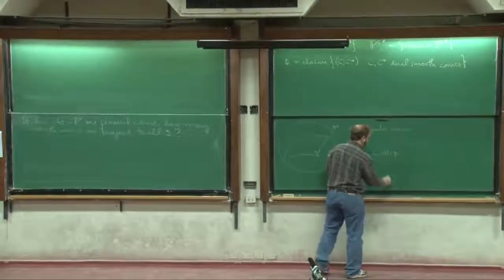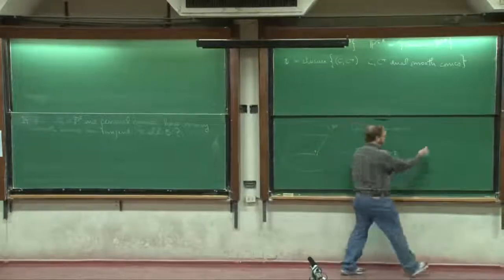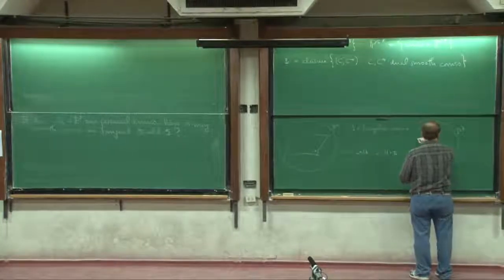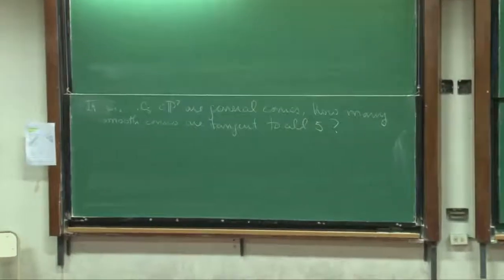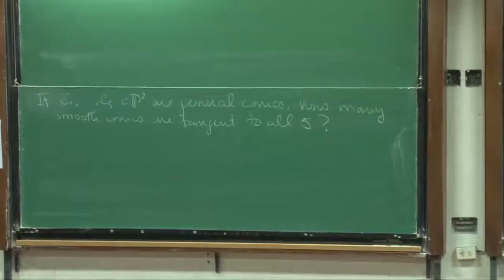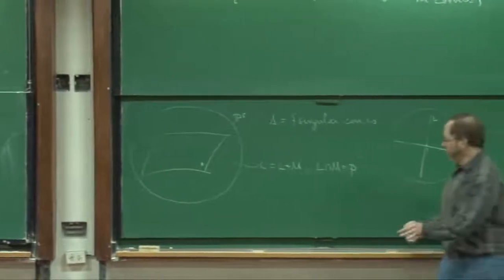And the intersection I'll call a point P. Maybe I should draw a picture of that. This is now P2, which is, you see, smaller. So L, and then there's the point P. I'll probably redraw this in a moment because we're going to be working with the picture in the plane and in P5 simultaneously.